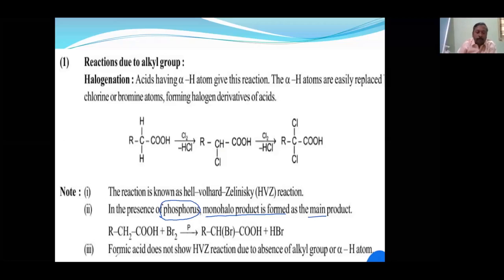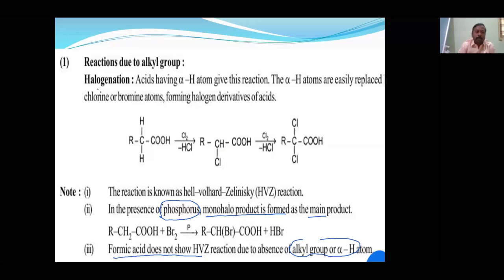Okay. And formic acid does not show the HVZ reaction because there is no alpha hydrogen and no alpha carbon also. Okay. HVZ reaction, I think it is clear. The number of moles of halogen consumed is equal to the number of alpha hydrogens. So you should be perfect in finding out the number of alpha hydrogens. Okay. So I think all of you now understood. Now let's do the next topic.